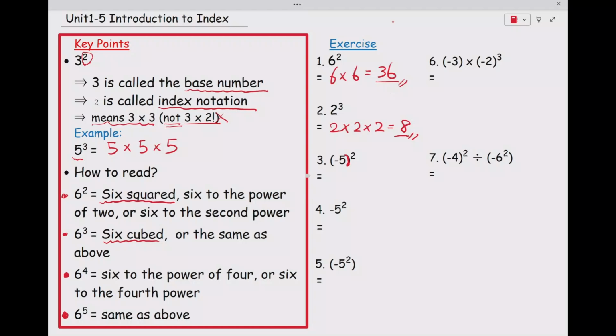So let's write down brackets times brackets first like this. Then, copying the number as they are in these brackets. Then we get brackets minus 5 times brackets minus 5. If we calculate this, the sign of the answer will be positive, because there are 2 negatives. And the number would be 5 times 5, which equals 25, so that the answer is plus 25. All good.